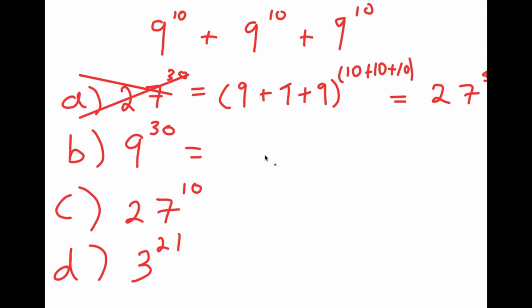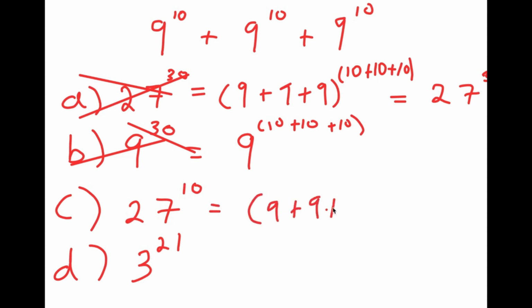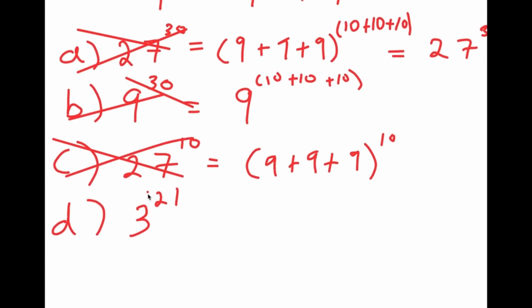So now going from here, 9 to the power of 30 was likely gotten by keeping the base the same and then adding the exponents. And this again is wrong because this is not the right way to add exponents. Now we have 27 to the power of 10, and this was gotten from adding the bases but keeping the exponent the same. And this again is wrong as well. That's not how you add exponents.